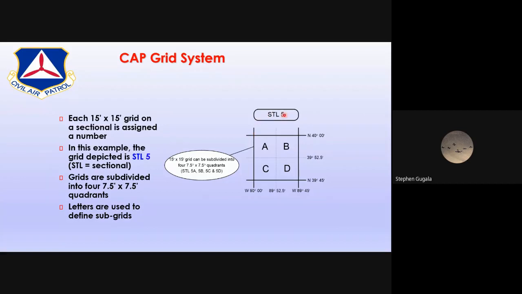This grid happens to be the St. Louis 5, and as you can see, it's a 15 by 15 section, and these are lines of latitude and longitude, and the grid here is the St. Louis 5. If you want to break that down even further, let's say you're here, you can say I'm in the St. Louis 5 Alpha. So now your IC knows that you are up in this area on a sectional. And I'm going to put this on a sectional here in a second, you get a better view.